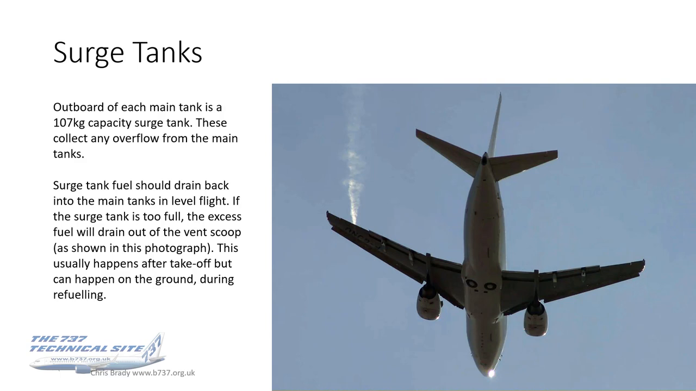In level flight, or reasonably level flight, the fuel in the surge tank will actually drain back into the main tanks, once there's enough room in the main tanks to accept it, once that main tank fuel is burnt off. But obviously on takeoff that wouldn't be the case, so the fuel would have been in the surge tank and will pour out of there.